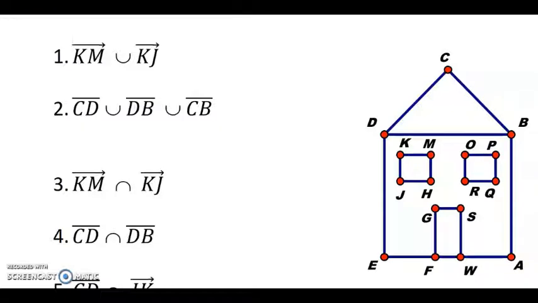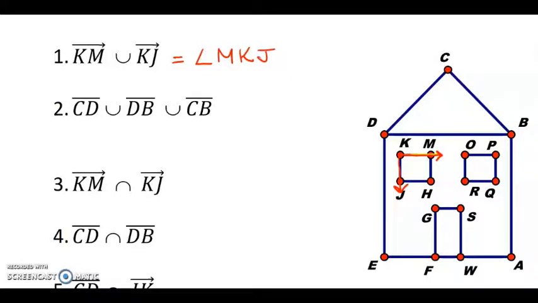Ray KM, I should use a different color, sorry. Ray KM in union with ray KJ. Union is to join, so think of this as like maybe a salad bowl where you can dump everything in. So the union of those is going to be angle MKJ.